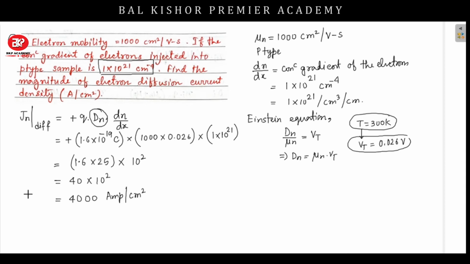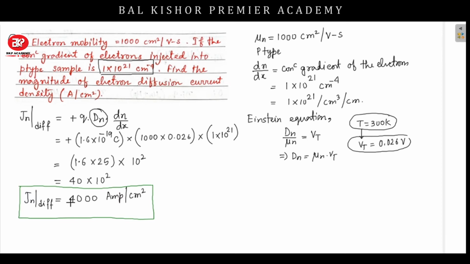So this is the value of the current density, that is the Jn, due to the diffusion motion of the electrons. This is the answer of this numerical. So in this way you can calculate the diffusion current due to the electrons. So this was the second numerical.